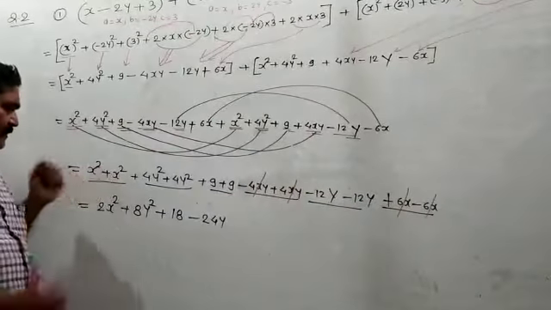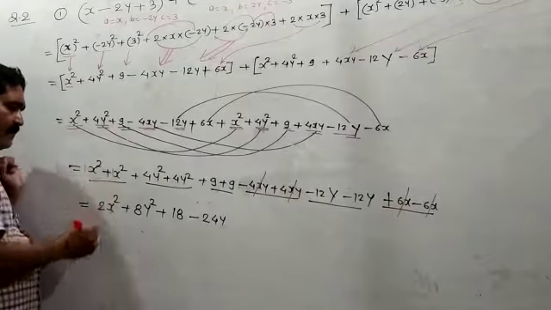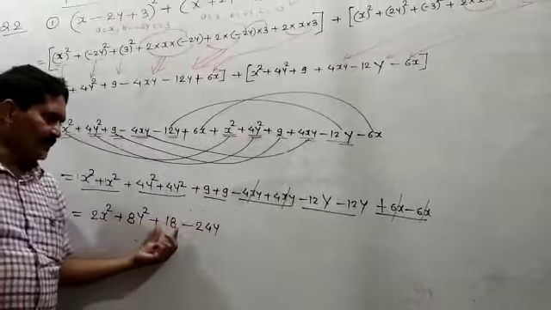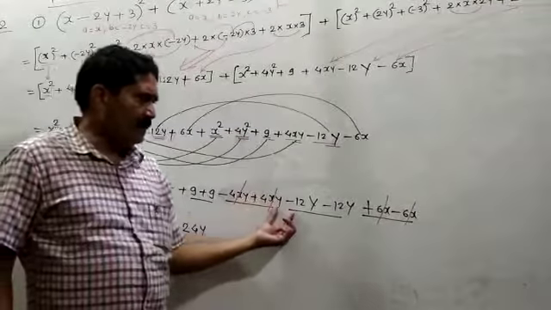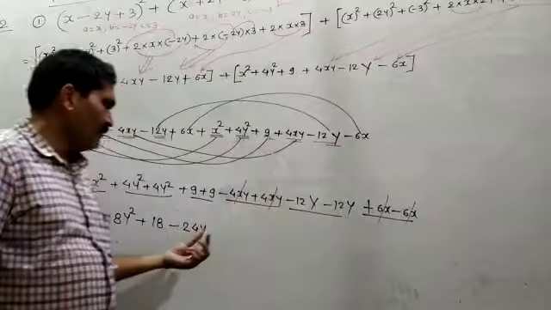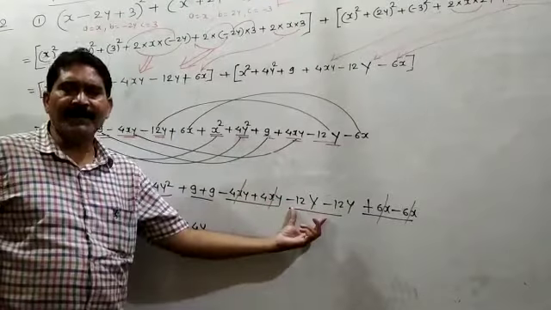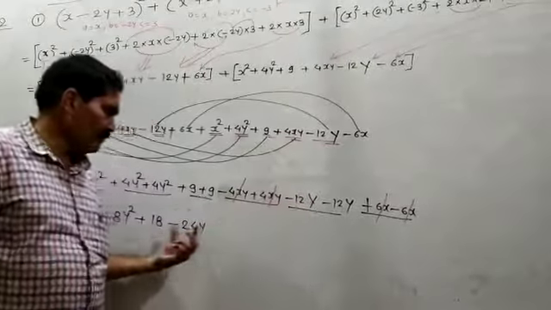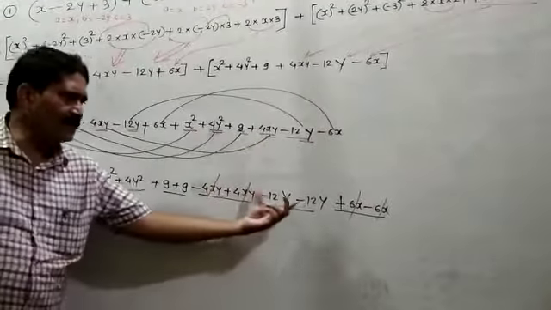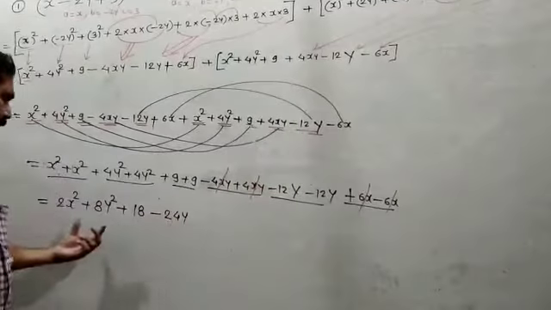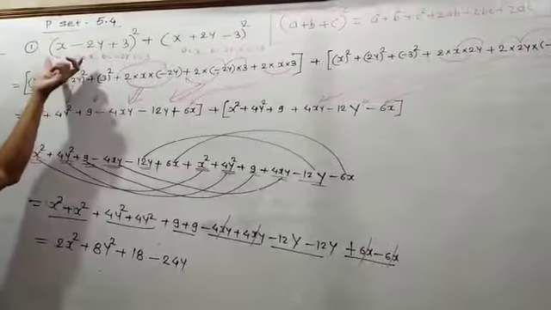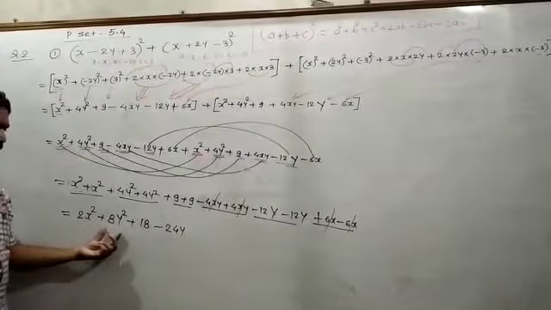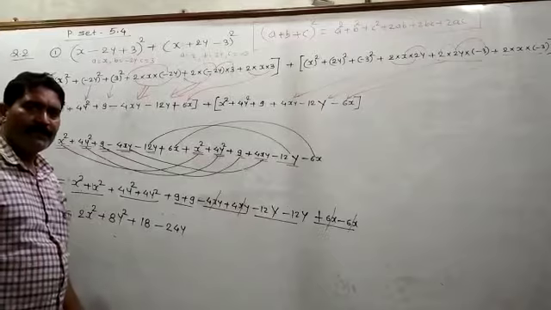Then what remains? This 1x square plus 1x square is equal to 2x square. 4y square plus 4y square is equal to 8y square. 9 plus 9 is equal to 18. Then minus 12y minus 12y. If both numbers are negative, add their magnitude and give the sum the negative sign. So minus 12 minus 12 is equal to minus 24y. You have to add these numbers and you have to give the minus sign. And from that expansion, when we solve this, this answer will come: 2x square plus 8y square plus 18 minus 24y.